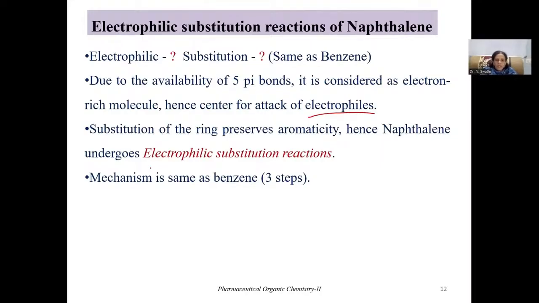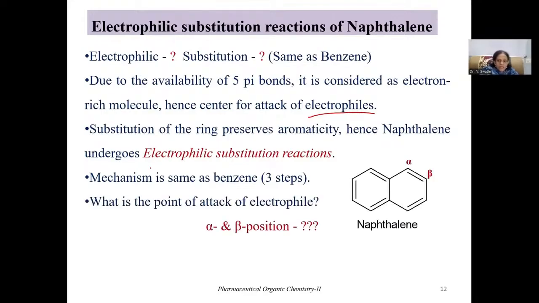But in case of benzene, all the 6 hydrogens present in the structure of benzene are chemically equivalent. So upon replacement of any of these 6 hydrogens, we will get the same monosubstituted benzene derivative. But in case of naphthalene, as I have discussed under isomerism in naphthalene, naphthalene consists of two different types of hydrogens, that is alpha hydrogens and beta hydrogens. Whether the incoming electrophile attacks at the alpha position or the beta position is a big question.